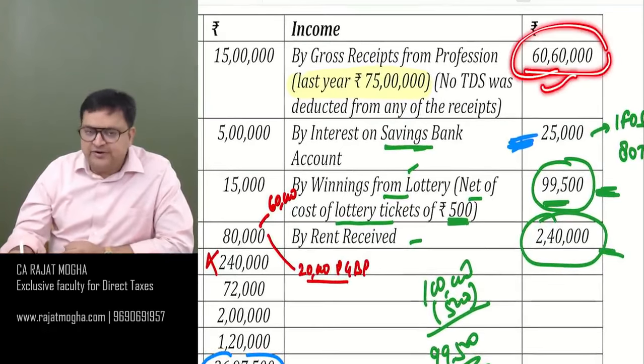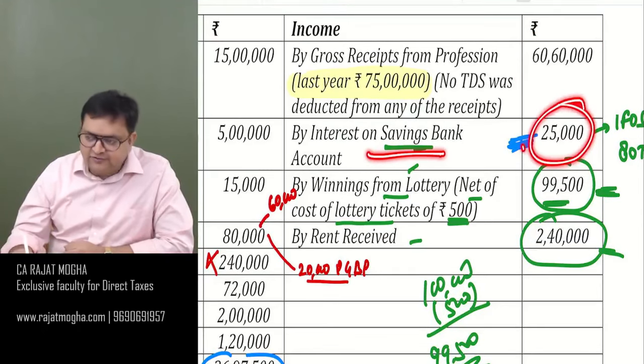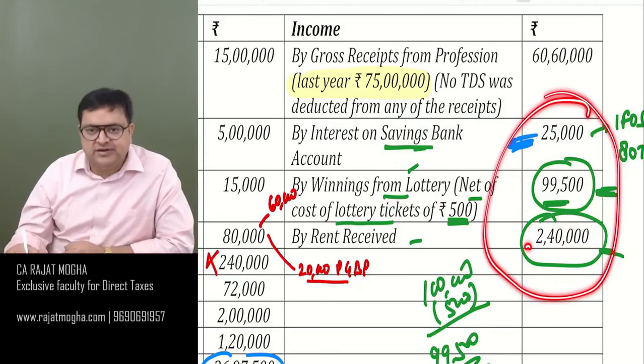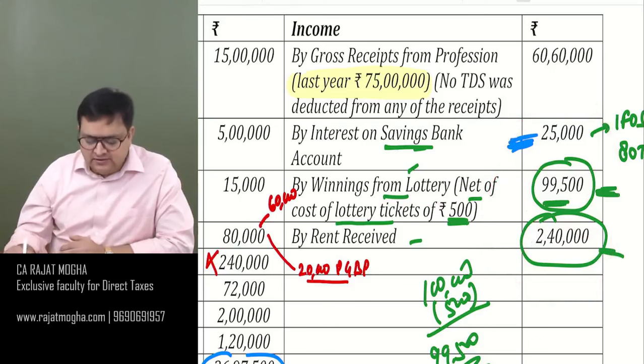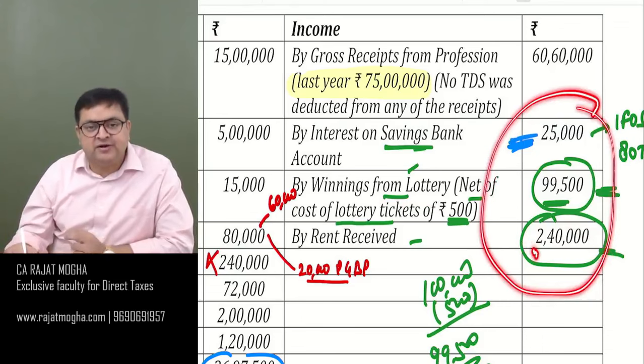On my credit side, 60/60, I was perfectly okay. Interest on savings bank account, no. This is IFOS. Winning from lottery, this is IFOS. Rent received, this is house property. So I will delete these 3. Correct? This is step number 2. I didn't get anything. In step number 3, I got these 3. So whatever is sitting in my P&L account and disturbing it, I will delete it.